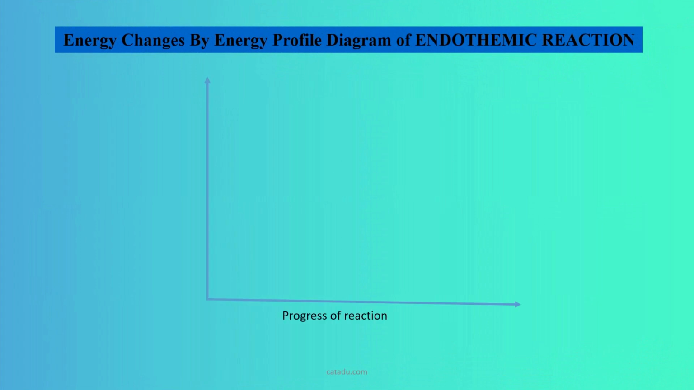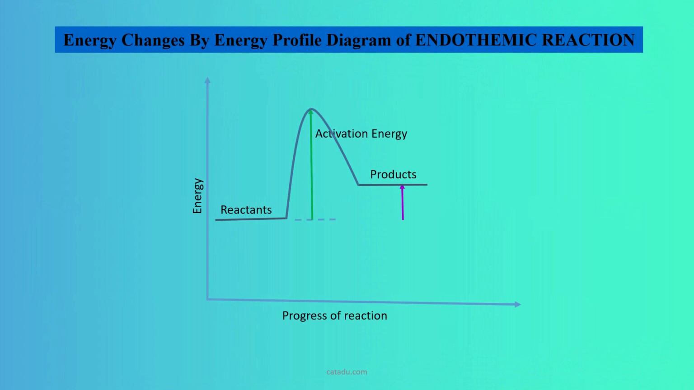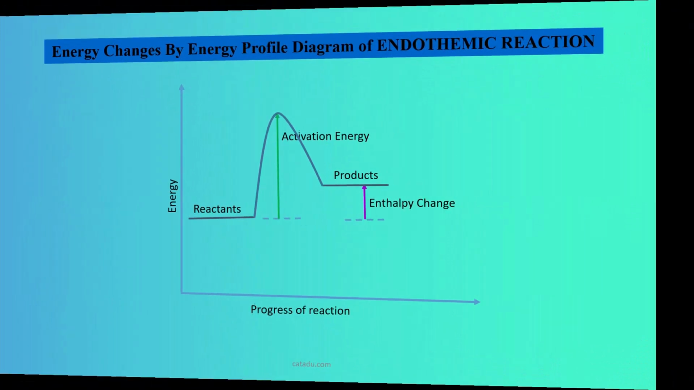Energy profile diagram for an endothermic system. The products have higher energy than the reactants. The activation energy is shown. The enthalpy change is positive.